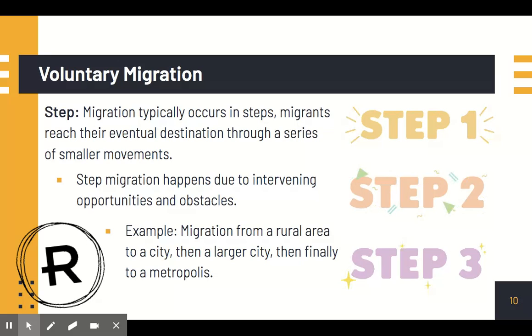So what gets in the way or what provides something that might prevent somebody from ending up in their original last destination. So an example here, migration from a rural area to a city, then a larger city, and then finally to a metropolis.